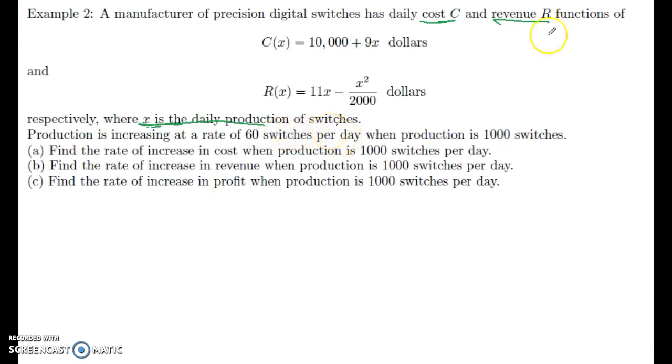So what is this talking about? What is this rate? That rate, dx over dt, what rate is that? It's a rate of switches. Switches is x in this case, so it's counting how many switches. So dx over dt equals 60, so 60 per day.